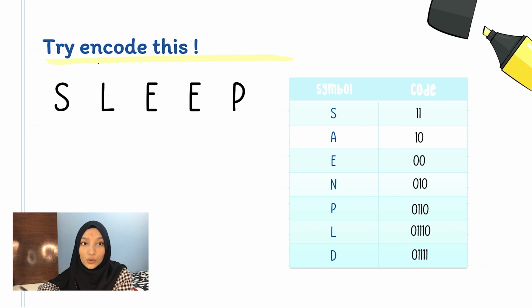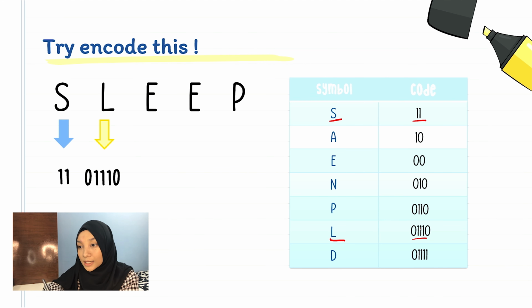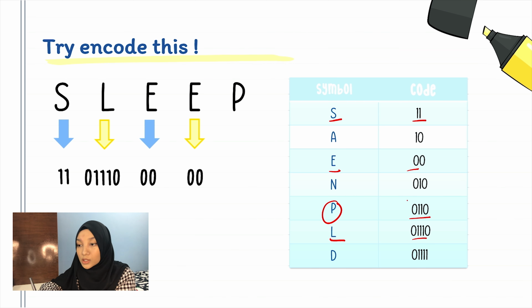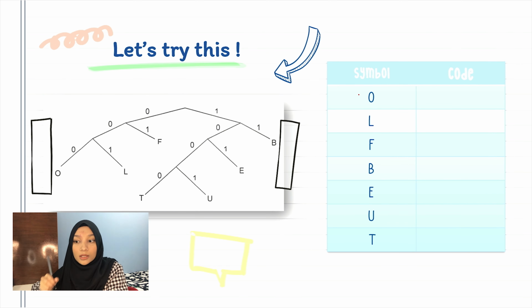Now how to encode this symbol into a binary code? Refer to the table that we have made before, and the first letter is S. You see from the table, S is equal to 1, 1. L is equal to 0, 1, 1, 1, 0. E is equal to 0, 0. 0, 0 again, and P is equal to 0, 1, 1, 0. Now, let's try another question.